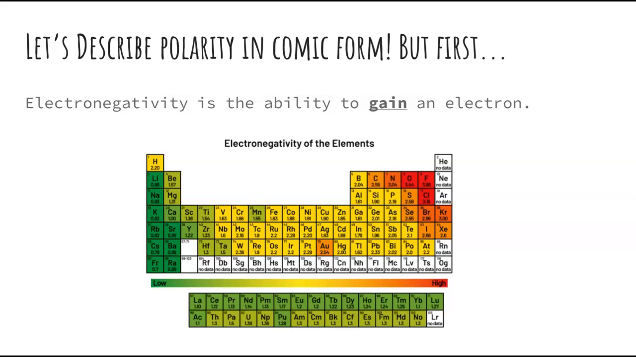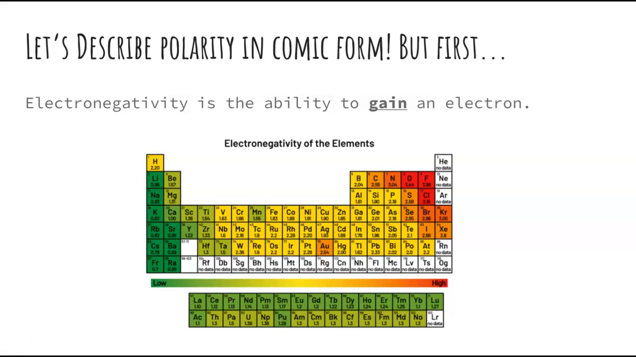So before we start talking about polarity, we need to revisit the idea of electronegativity. And just a reminder, electronegativity is an atom's ability to gain an electron. So for example, fluorine, which is in the corner of the right side of the periodic table, has 9 valence electrons. And because of those 9 valence electrons, that's reflective of having 9 protons. That's the important piece. Those 9 protons are going to be able to pull those electrons closer than, for example, lithium that only has 3 protons.